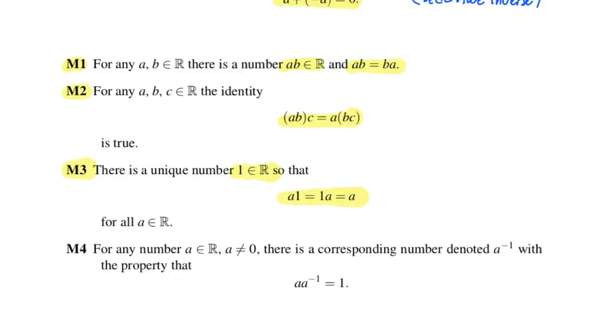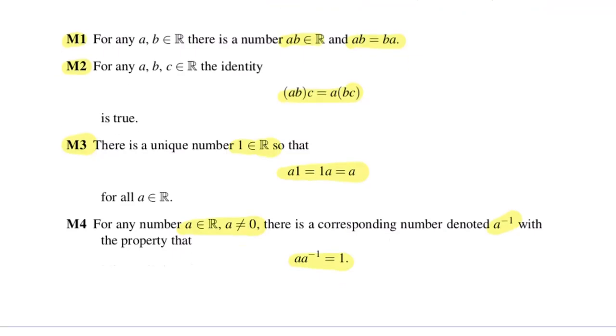And then the last one is the multiplicative inverse. The only real number that doesn't have one is 0. So for any non-zero real number A, there's a corresponding number denoted by A to the minus 1. I'll also call it the inverse, but to emphasize it, I'll call it the multiplicative inverse. And it has the property that when you multiply it by A, you get 1.